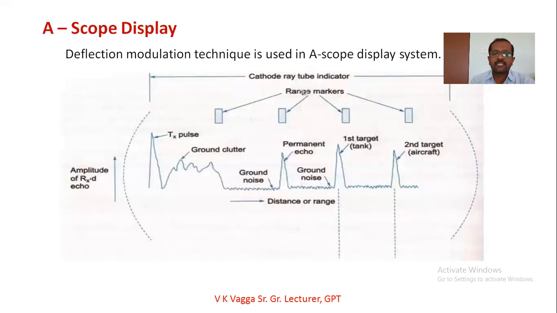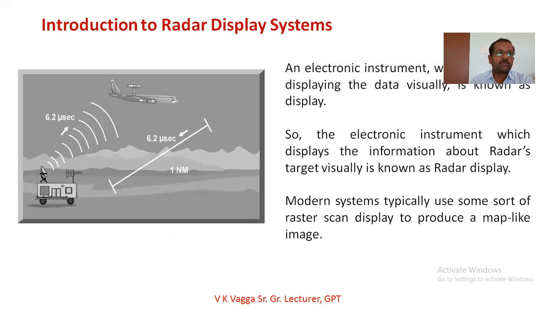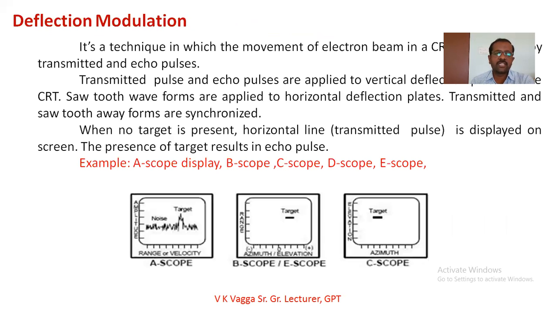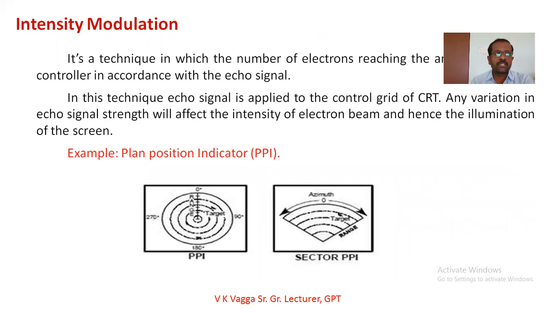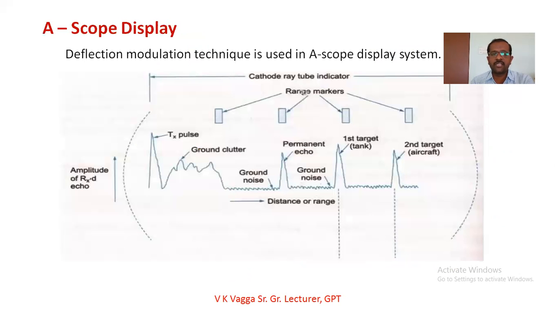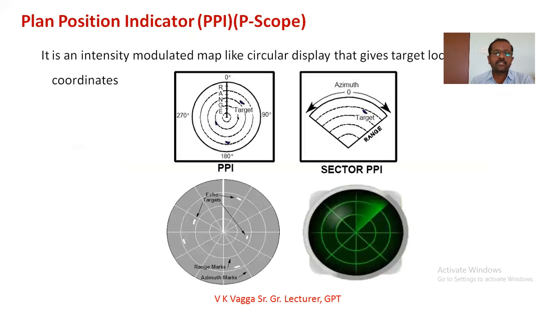So in this class I have explained what we mean by a radar display system and what the techniques are. One is the deflection and another one is the intensity. By deflection, it makes use of two coordinates: one along the x-axis and another along the y-axis. And intensity makes use of only the single, polar coordinates. The difference between the deflection and the intensity is also studied, and the A-scope display pattern is also studied, and the pattern of the PPI, the plan position indicator, is also studied.